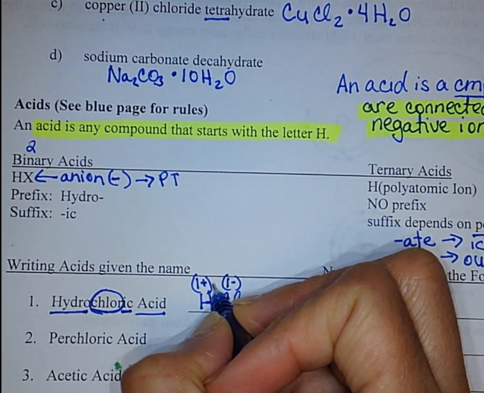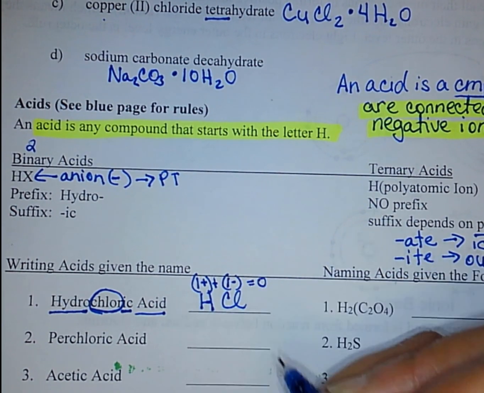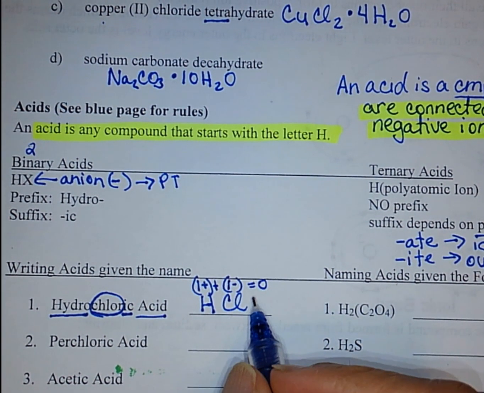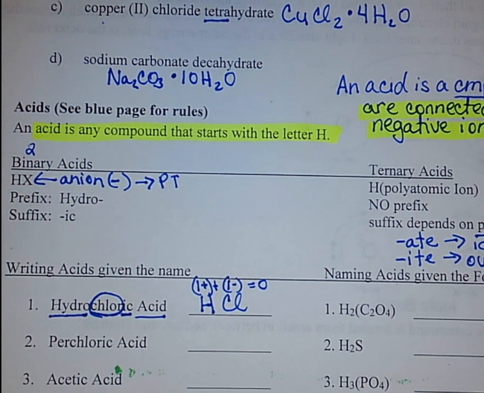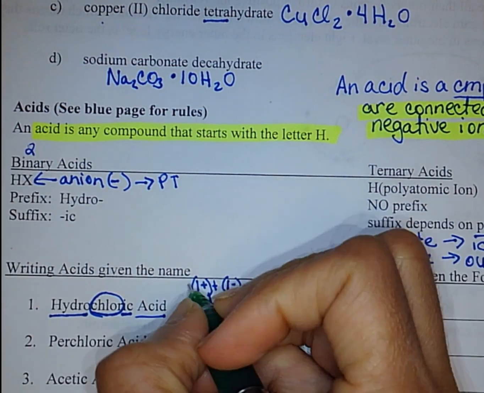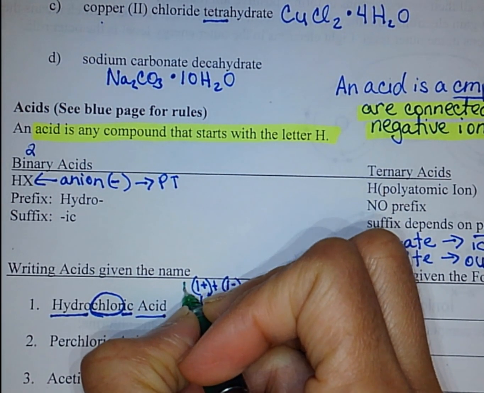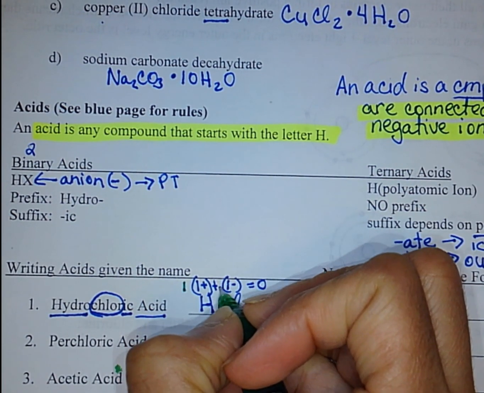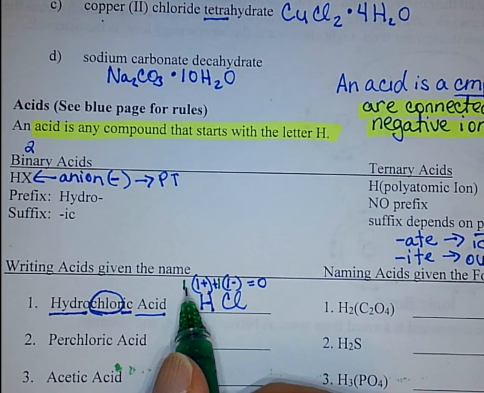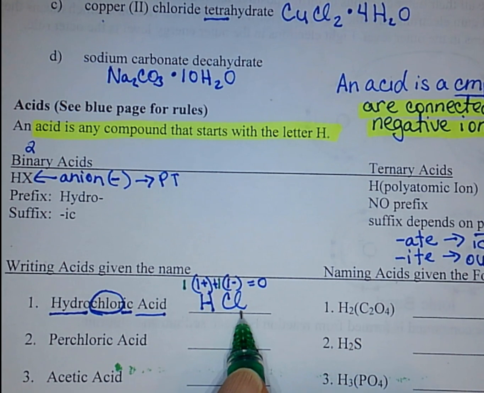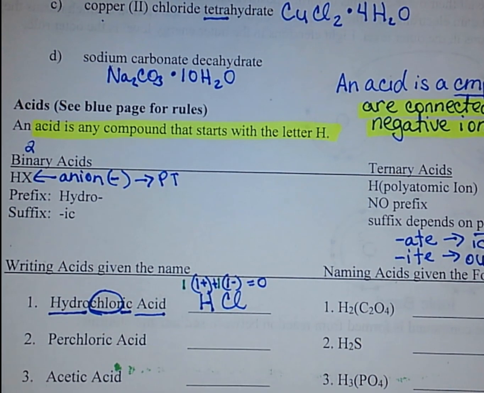Now we're trying to figure out how many atoms of each. All acids are neutral, so they're going to have a charge of 0. So you're going to have 1 times 1 plus, plus 1 times 1 minus, will equal 0. Since the number of atoms for hydrogen and chlorine are 1, we don't need to write that 1 down there. So it's just HCl.